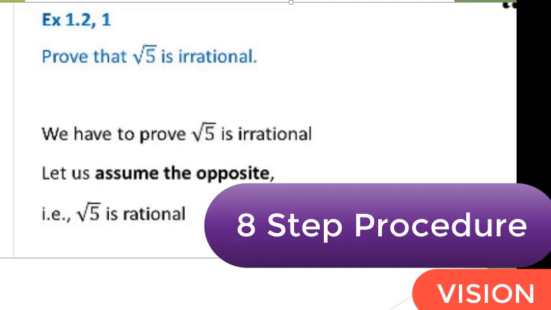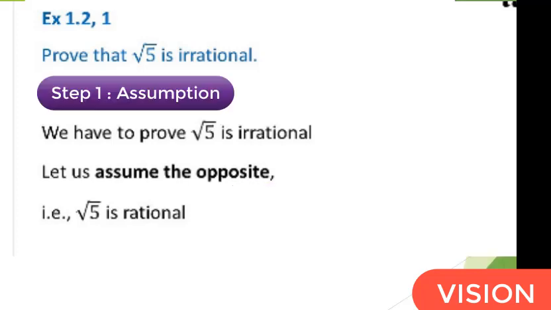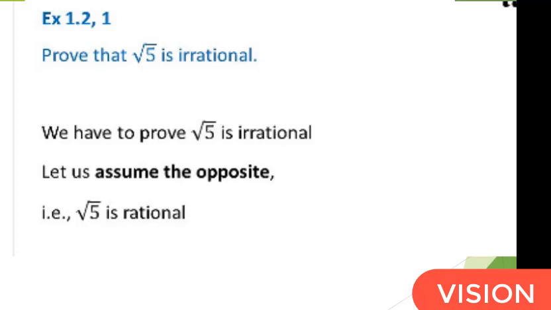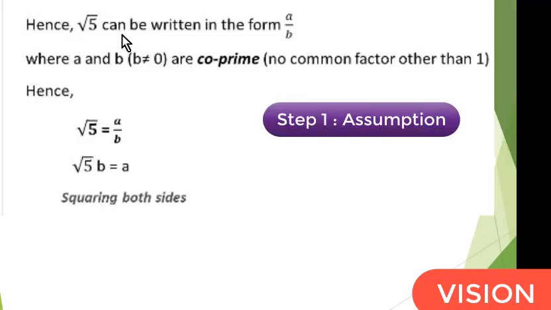Step number 1 is to assume the given number is rational. Here root 5 is given, so assume root 5 is rational. This is in words. Mathematically, how do we assume it? Hence root 5 can be written as a by b, where b is not equal to 0.